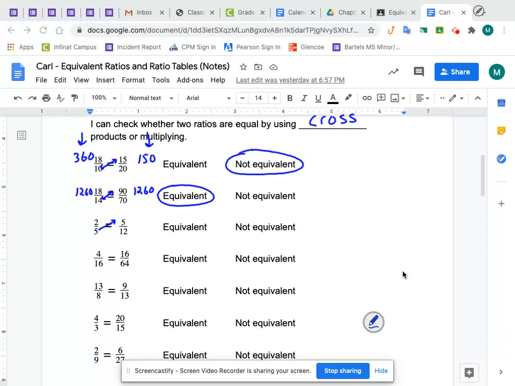Multiplying across, 5 times 5 is 25. 12 times 2 is 24. So these are not equivalent. The next one, 16 times 16 is 256. Then I take 64 times 4, which is also 256. So these two ratios are equivalent.